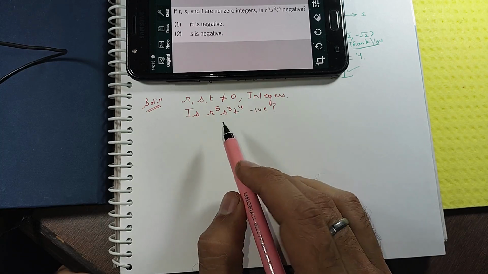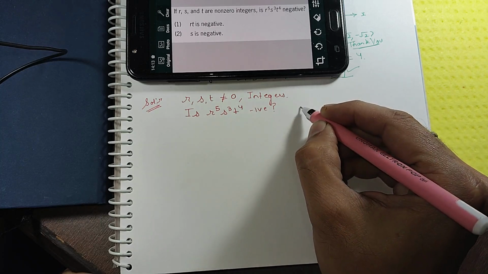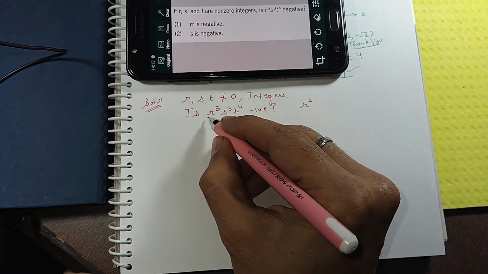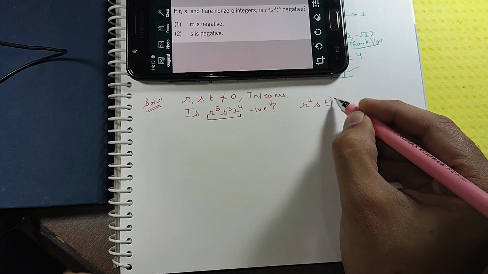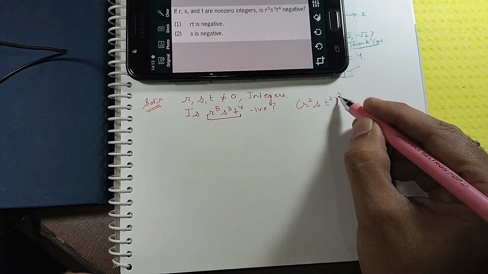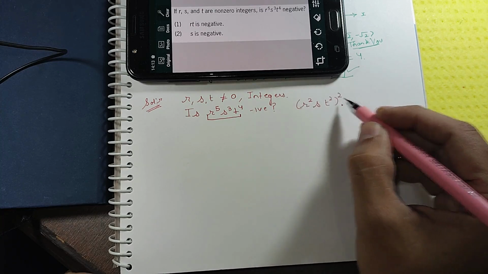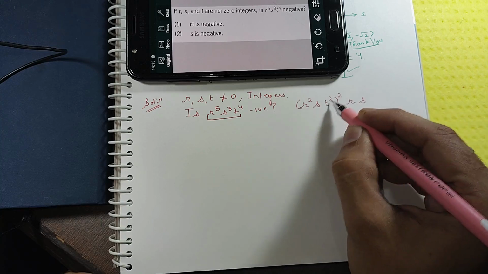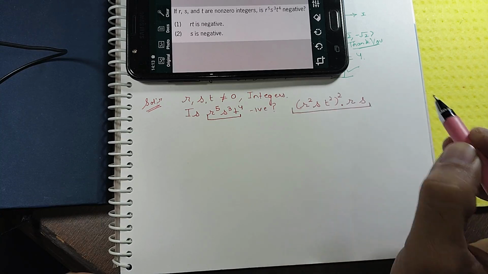So, first of all, we will combine the square power. R raised to power 5 can be written as R square, and this whole can be written as R square S and T square whole raised to power 2. So this becomes R4, and we are left with one R, so I will keep that R outside. Now this is S square, so S over here, and T4. So this expression changes to this expression.